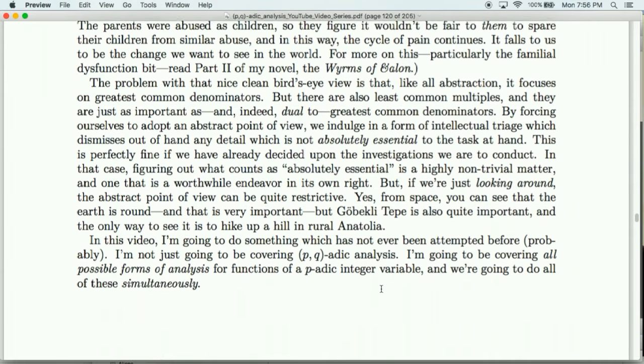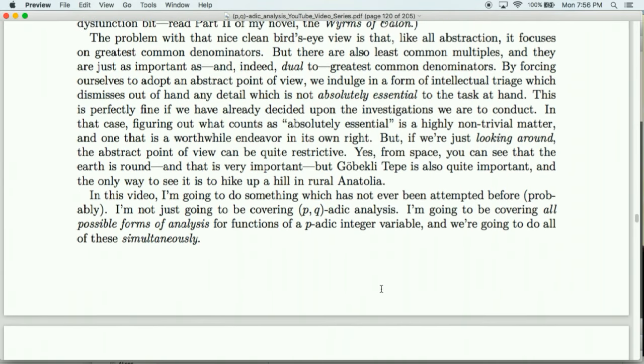So anyhow, the problem with the nice, clean bird's eye view is that, like all abstraction, it focuses on the greatest common denominators. But there are also least common multiples, and they are just as important as, and indeed dual to, the greatest common denominator. By forcing ourselves to adopt an abstract point of view, we indulge in a form of intellectual triage, which dismisses out of hand any detail which is not absolutely essential to the task at hand.